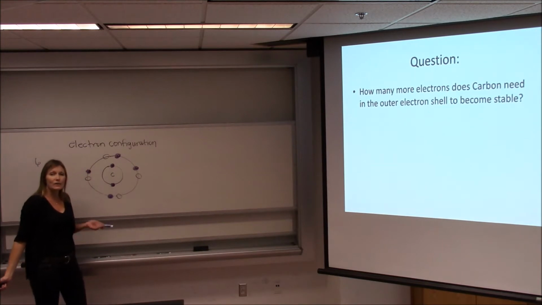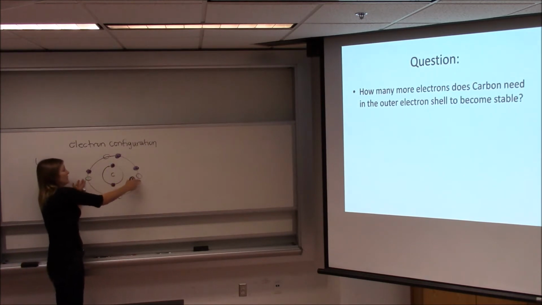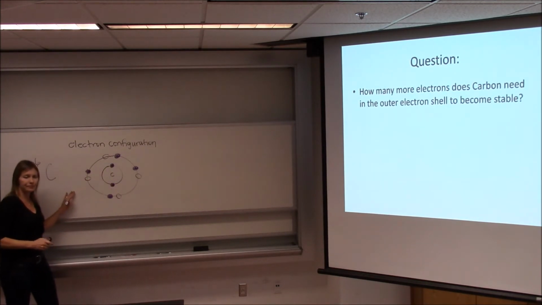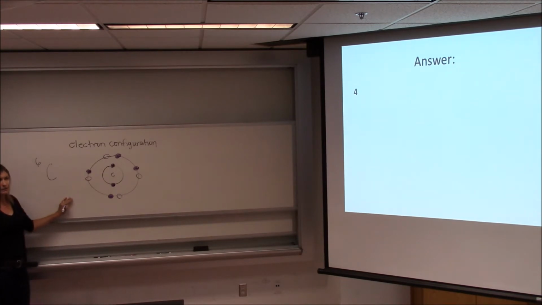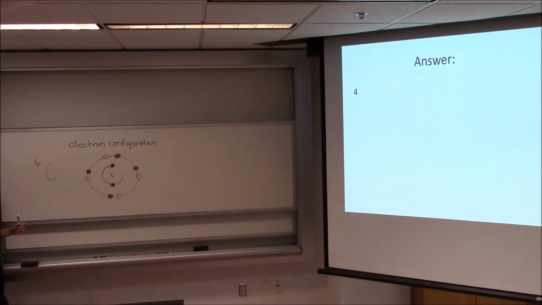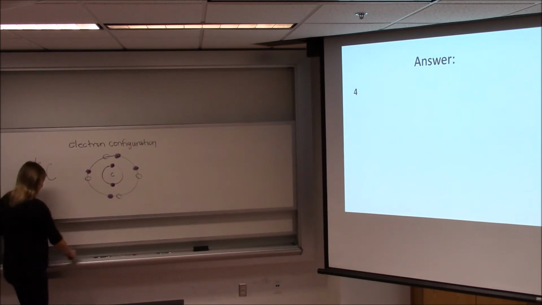How many more electrons does carbon need to have a full outer shell? 1, 2, 3, 4 empty spots. So correct answer again is 4. Carbon needs 4 more electrons to become stable. Remember, every atom needs a full outer shell to be stable. So now things start getting exciting. Now carbon is going to need to do something to fill that shell.